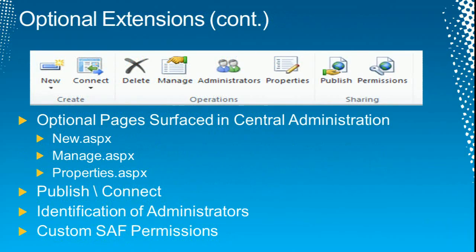Other optional things: there's the new.aspx again. So there are 3 pages that you can do in central administration. I gave you the bar of central administration service application management. So new, that's the one I was talking about. You've also got manage and properties, with about 2 icons between each one of them. Those are pages that you get to choose whether you have or not. You don't have to have a new page. You could just create a new one imperatively.